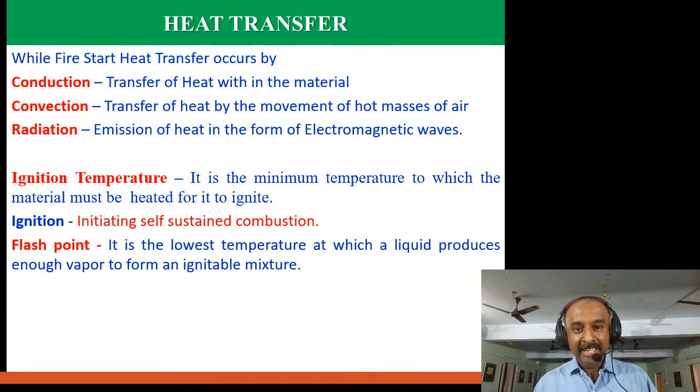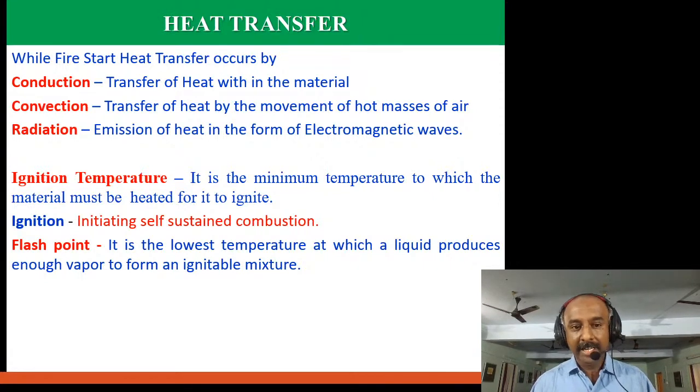As we know, heat transfer occurs by conduction, convection, or radiation. But while a fire starts, heat transfer occurs by conduction, convection, and radiation. What is conduction? Transfer of heat within the material. Convection is the transfer of heat by the movement of hot masses of air. Radiation is nothing but emission of heat in the form of electromagnetic waves. So heat transfer occurs rapidly while fire spreads in any zone.